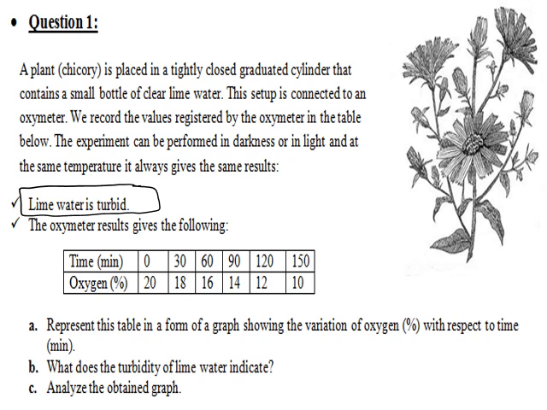The oximeter results give the following table. In this table, we have time in minutes and the oxygen in percentage. At time 0, it was 20%. At 30 minutes, it was 18%. At 60 minutes, it was 16, at 90, it was 14, at 120, it was 12, and at 150, it was 10. First, part A, represent this table in the form of a graph showing the variation of oxygen in percentage with respect to time in minutes. B, what does the turbidity of lime water indicate?